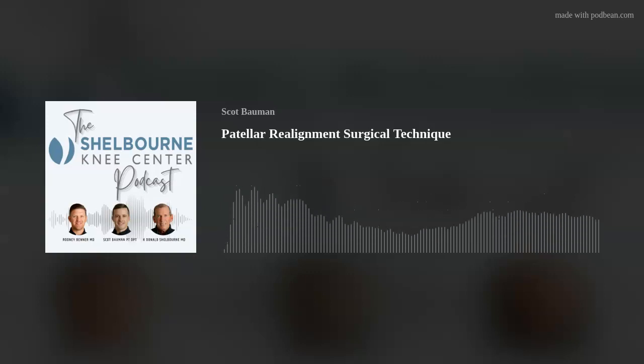What specific technique are you using with this operation? So if I'm just medializing the tubercle and I'm not distalizing it, it's a little bit easier to perform, and I worry less about moving the knee post-operatively.